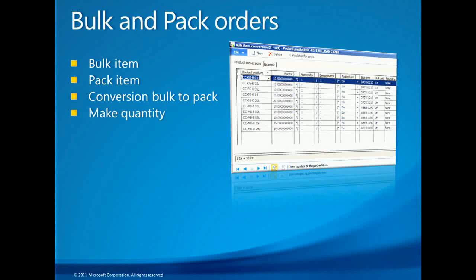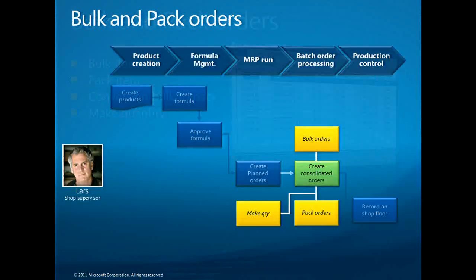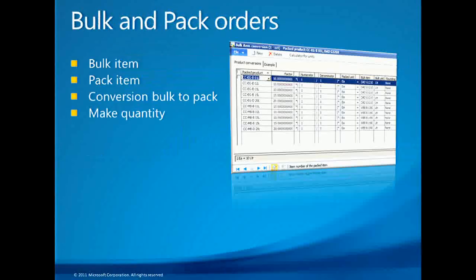Because if you have many pack orders, as in this example, and there is no connection between the bulk and pack, then it's very difficult for the gentleman in the previous slide, this guy. So how you do this is basically what this screen is showing: you set up a conversion between the bulk item and the pack item.